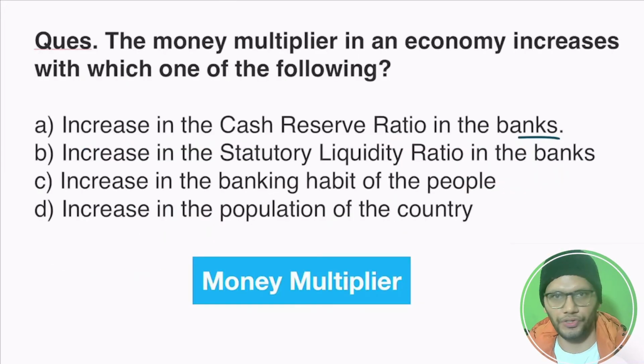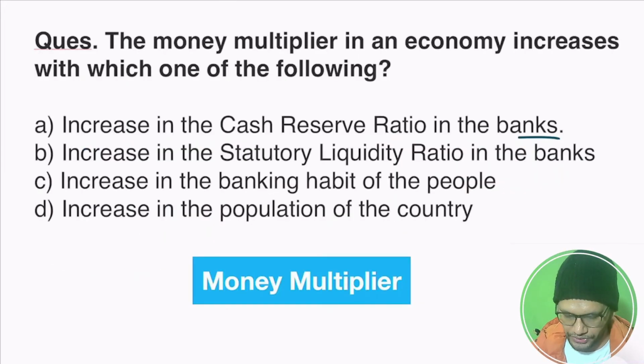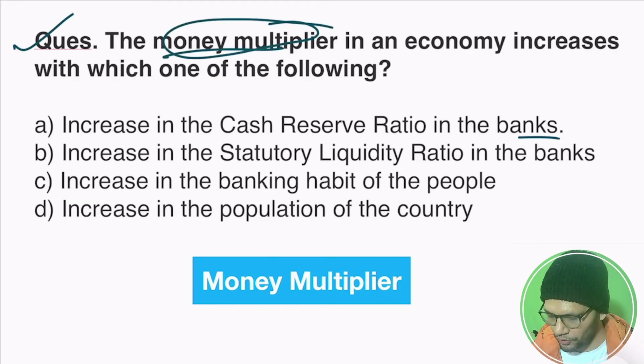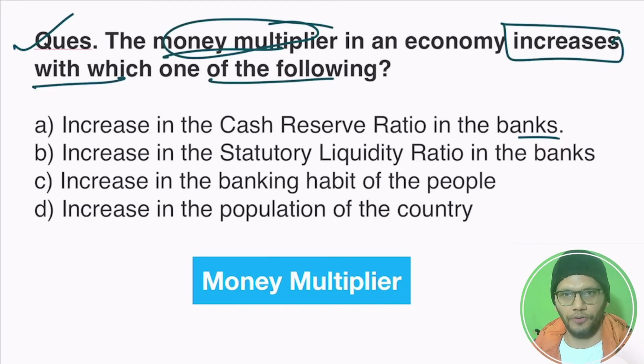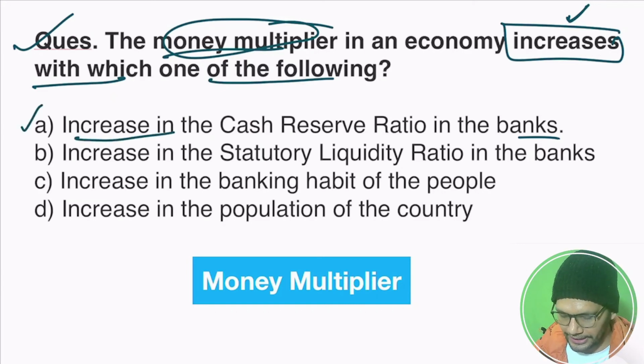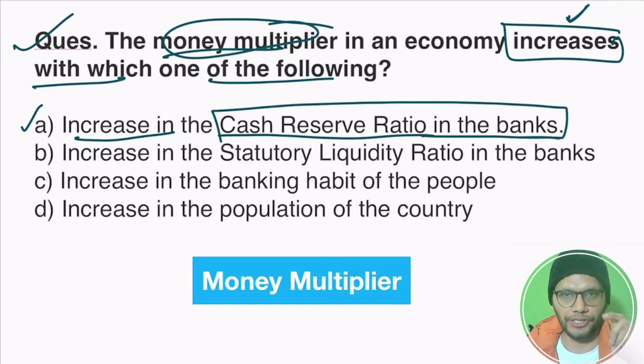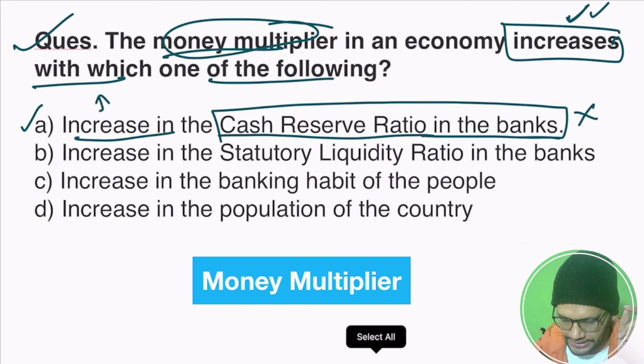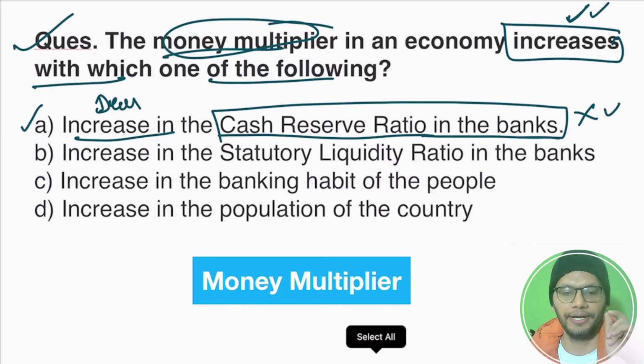Now let's focus on the question which was asked in UPSC in 2020. The question says: the money multiplier in an economy increases with which one of the following? Now take this into account. It only asks for the increase and not the decrease. The first statement is increase in the cash reserve ratio in the bank. When cash reserve ratio is increased, it means money multiplier is decreased. But this question is asking about the increase in the money multiplier. So this statement is absolutely incorrect. If there would be a decrease here, then this statement would be definitely correct.